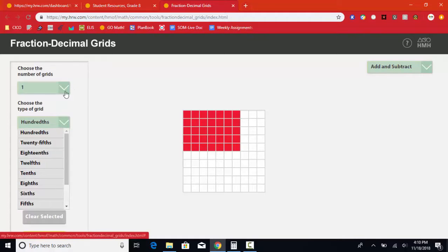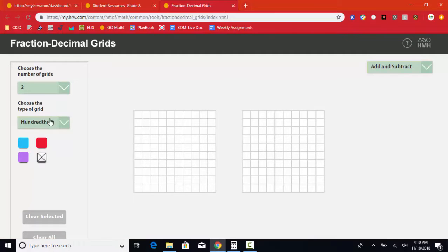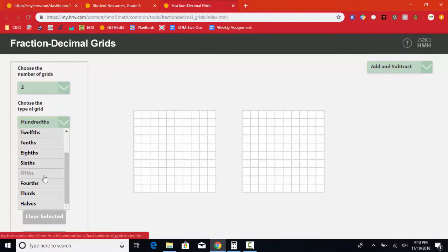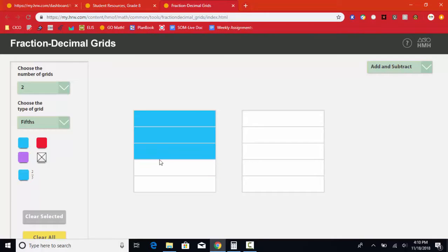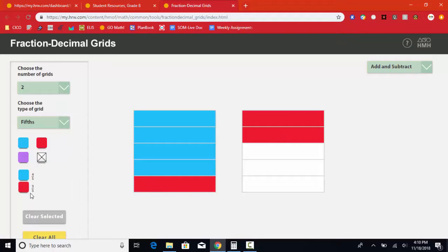Now let's say we change it and we have 2 grids, and we are looking at fifths. And we highlight it, we have 4/5. If we go red, we have 3/5. If we add those together, we can see that we have 1 and 2/5. This is another way to help students when they are having trouble with adding or subtracting fractions and decimals.